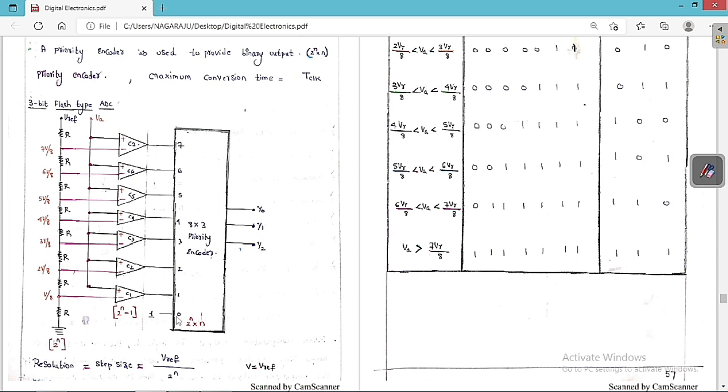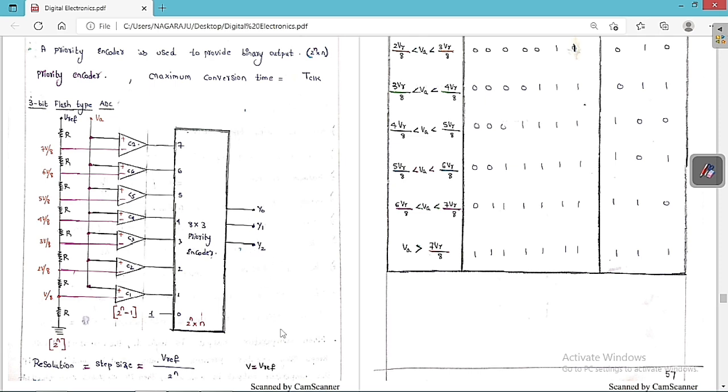So by default I am going to make this pin as 1. From 1 I am going to connect to these comparators. So C1, C2, C3, C4, C5, C6, C7, and then I am going to get the corresponding digital output. Always an encoder is going to convert any other number system to the corresponding binary number system. So these are Y0, Y1 and Y2. This is the MSB and this is the LSB.